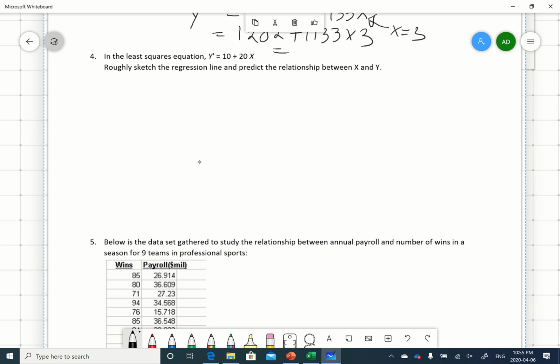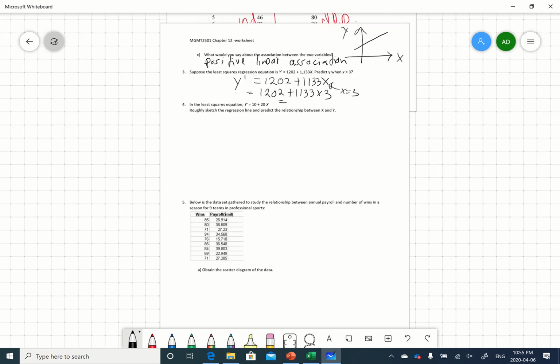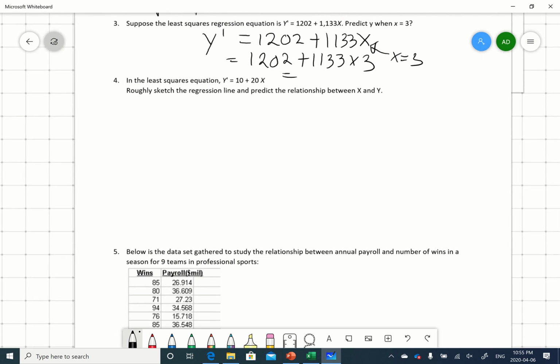In the least squares equation, y prime equals 10 plus 20x, roughly sketch the regression line and predict the relationship. So, sketching the regression line, you need to look into the slope. Slope is positive, right? So this is increasing. And you can use 10, the y-intercept in here. Y-intercept means the place where the line crosses the y-axis. So if this is 10, the line passes through 10 and it's increasing.